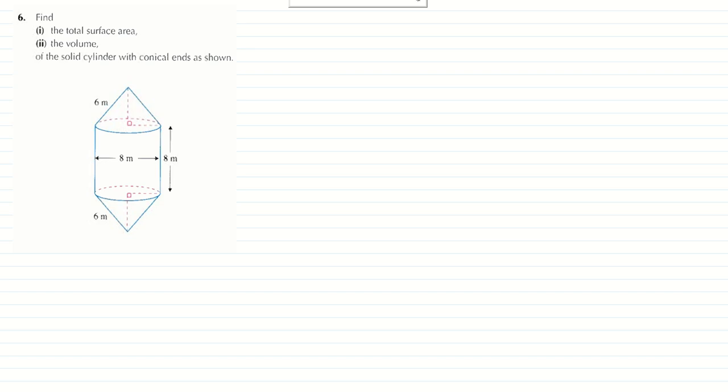In this question, it is saying find the total surface area and the volume of the solid cylinder with conical ends as shown. So over here, there are two same cones in this figure.